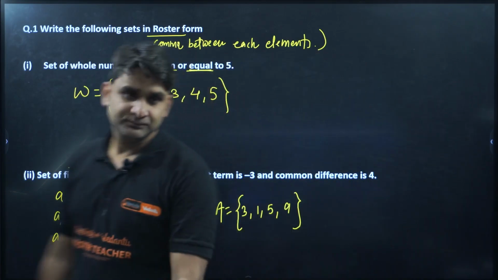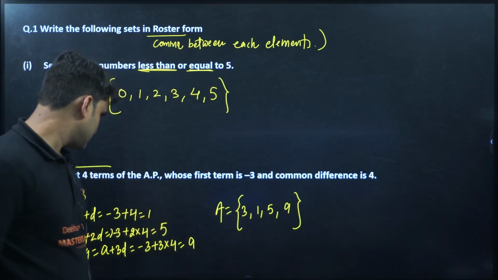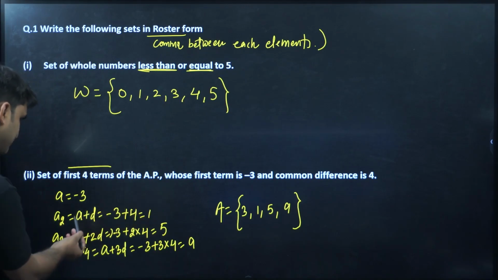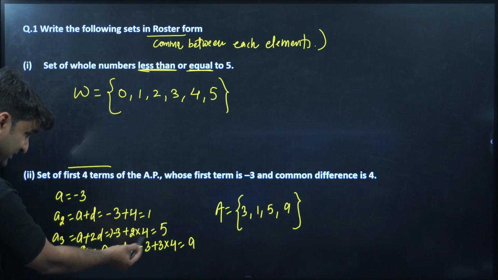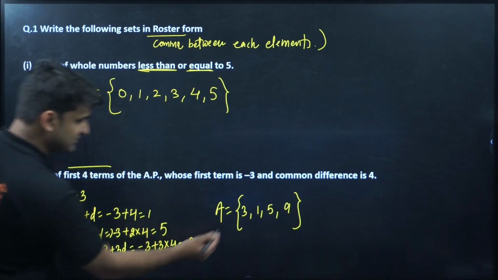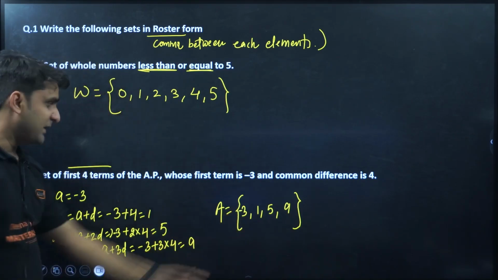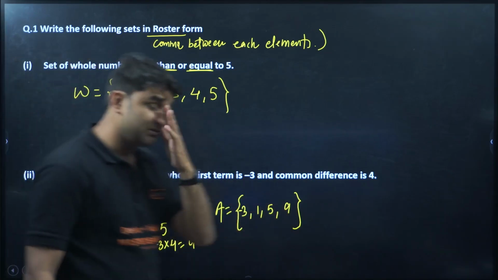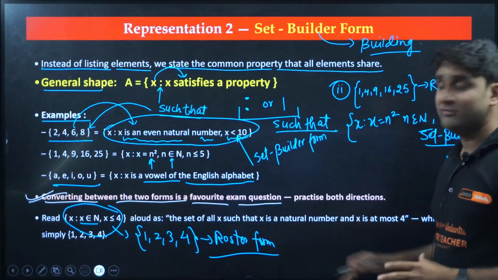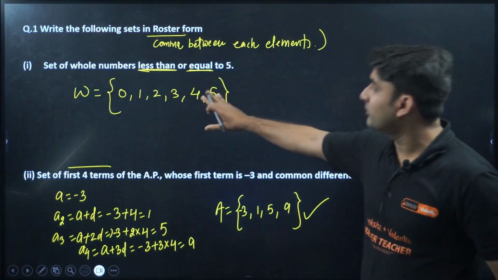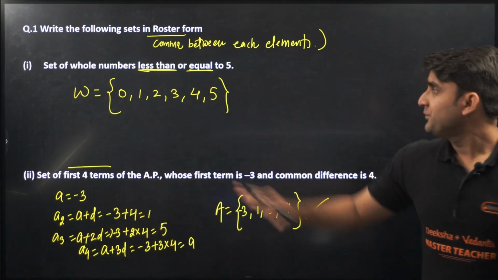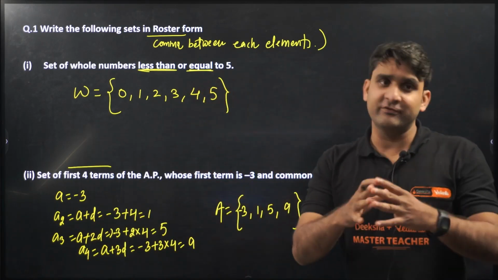Clear everyone? A plus D, minus 3 plus 4 will be 1. Minus 3, 4 2 are 8, minus 3 plus 8 is 5. 5 minus 4, 1. Oh, this is minus 3, guys. 1 minus 3, 4. Common difference is basically 4. So this is the set. Clear everyone? So these are the roster form. Moving ahead. Okay, so this is clear to you all. I hope these two questions are clear to everyone, class 9th champions.